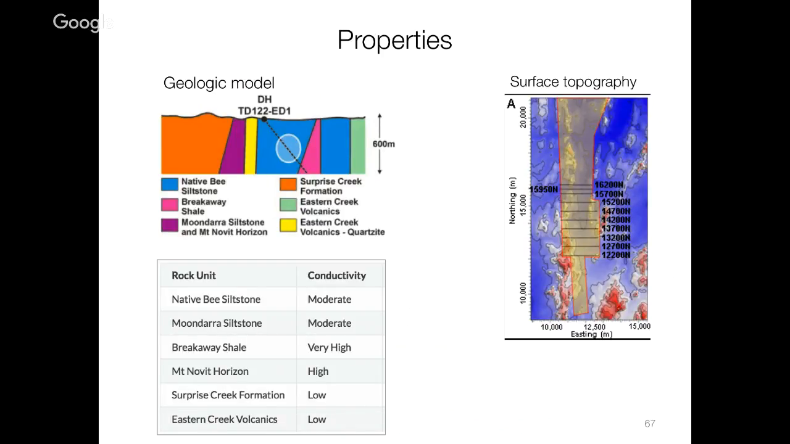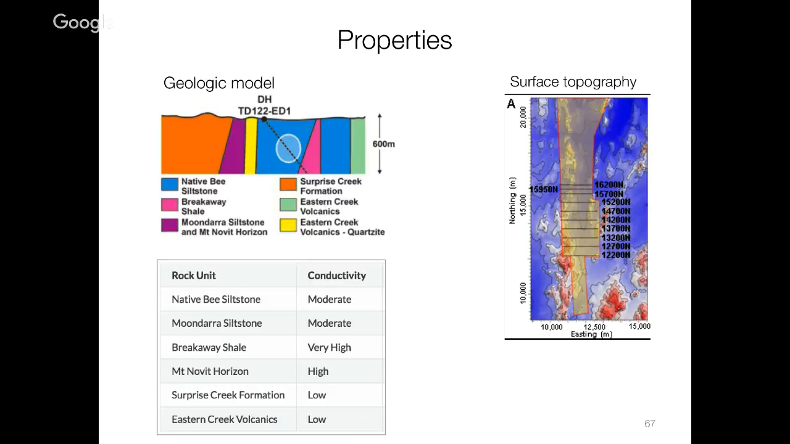To do that, we first of all need to identify the different units and their physical properties. In this case, we've got a number of units down here, siltstones, shales, volcanics, and the physical property we're interested in is conductivity. The target region is something called the Mount Novit horizon, and that's distinguished by having a high conductivity compared to the host volcanic rocks, and also it's higher than some of the siltstones that are holding it.